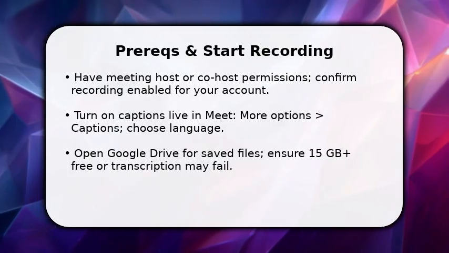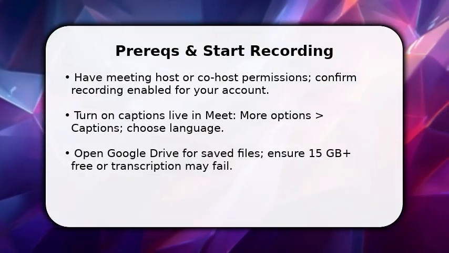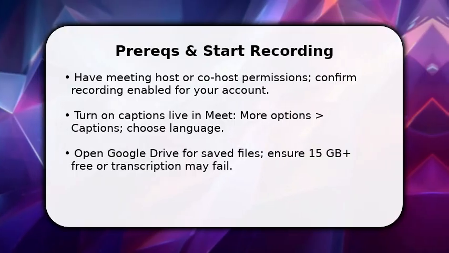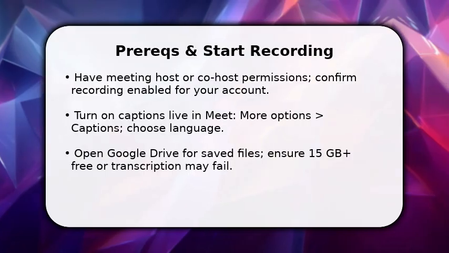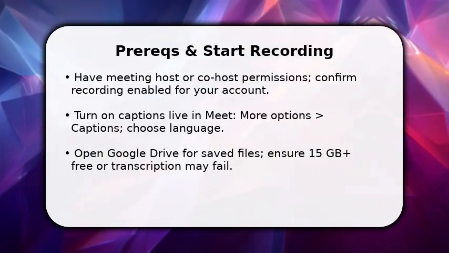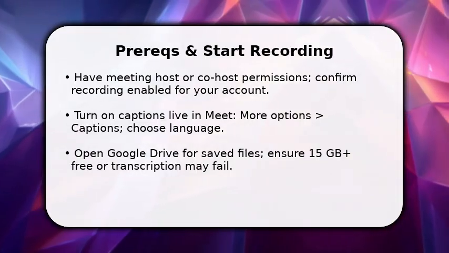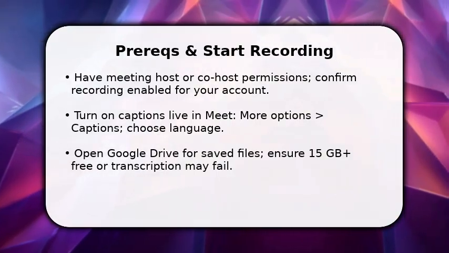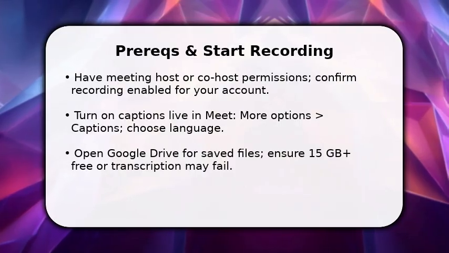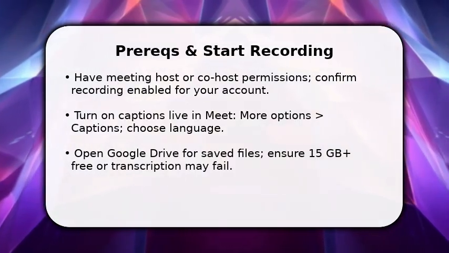You need host or co-host rights and drive space. Start immediately by enabling live captions in Meet. Once captions are on, begin recording the meeting so Google saves audio and caption data. Make sure your microphone and system audio are unmuted, and notify participants you are recording. This step captures the content Google uses to produce a transcript file. If you cannot record, ask the host to grant permission or to record for you. Then proceed to the next step.